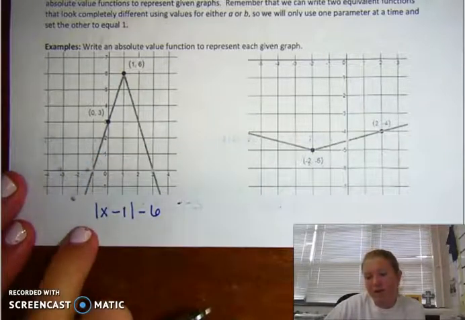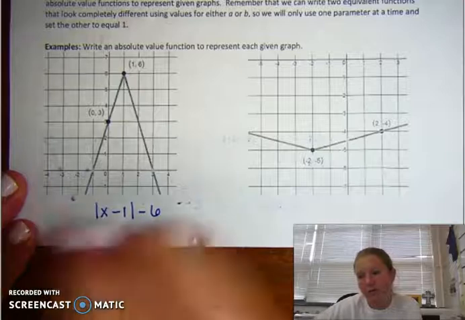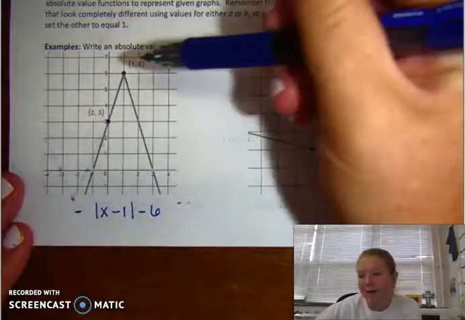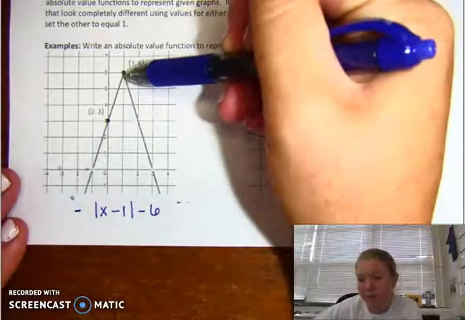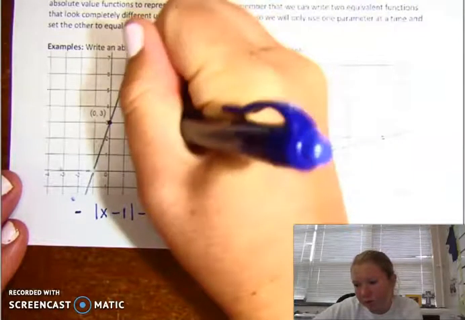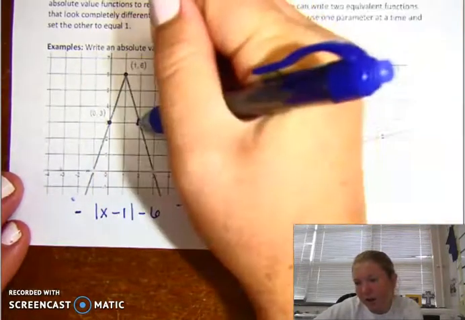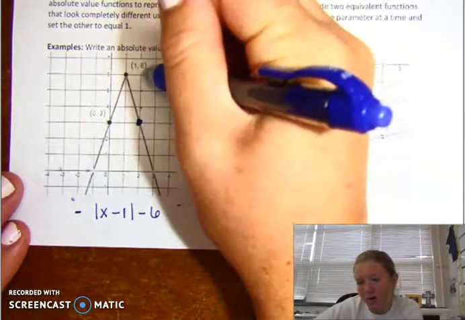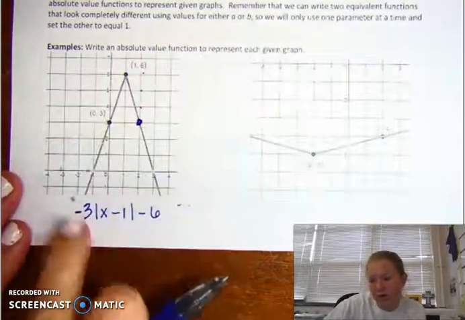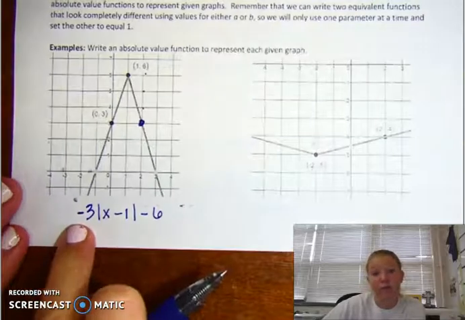Now I need to think about the a value. So this is flipped upside down. That means that this is going to have a negative a value. And that a value is all about the slope. Okay, so if I think about any point on this graph, I'm going to choose this point right here. I rise 1, 2, 3, and I run 1. So that's going to be an a value of 3. And of course the negative comes from the direction of the V shape.